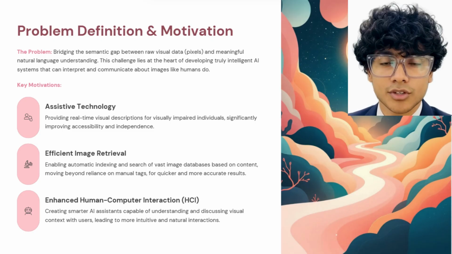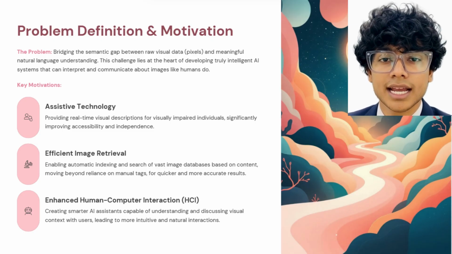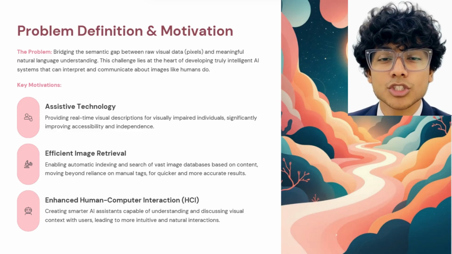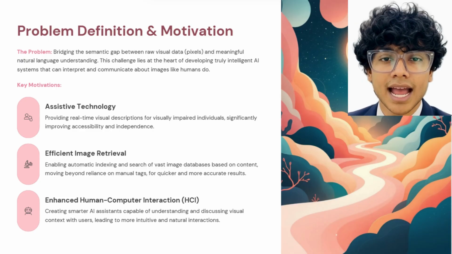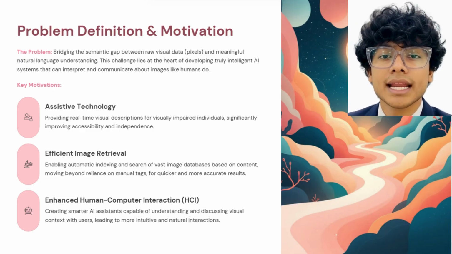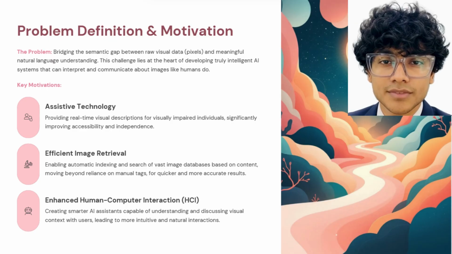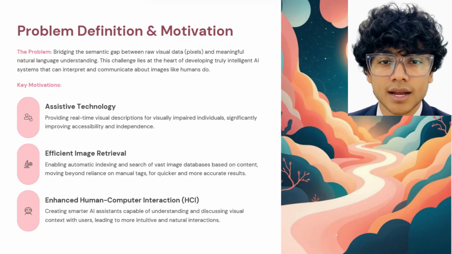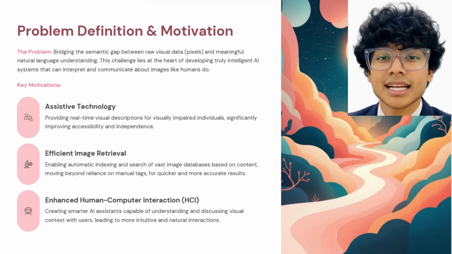Our motivation for this project stems from 3 key applications. First and foremost is assistive technology. This is the most impactful use case. For visually impaired individuals, the digital world can be inaccessible. An accurate image captioning system can act as a visual interpreter, describing the world around them or the content on a screen in real time, significantly improving accessibility.